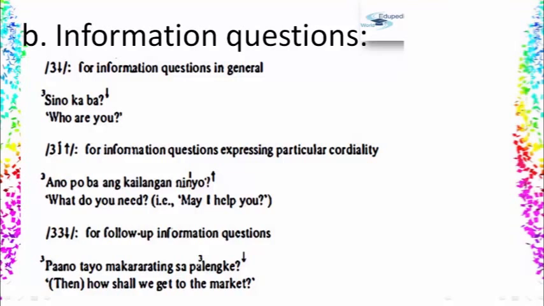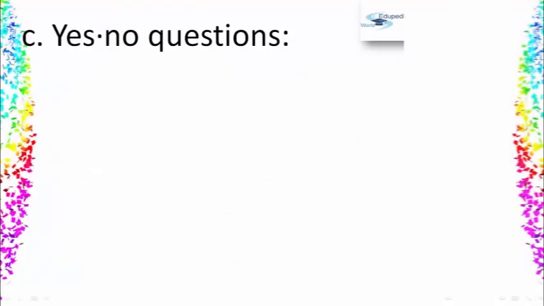And next pattern, we have the 3-3 down symbol. This is for follow-up information questions. For example, paano tayo makararating sa palengke? Then how shall we get to the market?